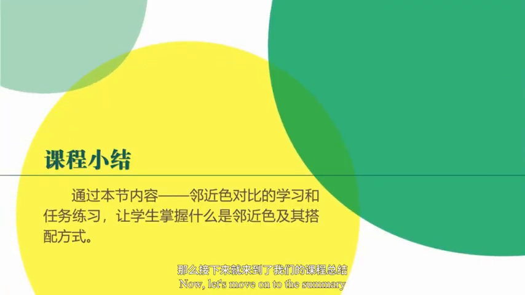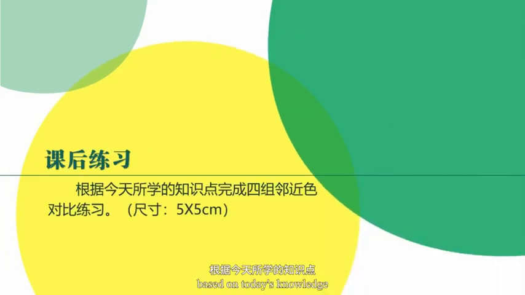Now, let's move on to the summary. After learning about the contrast of adjacent colors in this lesson, I hope you can grasp what adjacent colors are and how to pair them. Don't forget about homework based on today's knowledge. Complete 4 exercises of the contrast of adjacent colors. The size is 5 by 5.